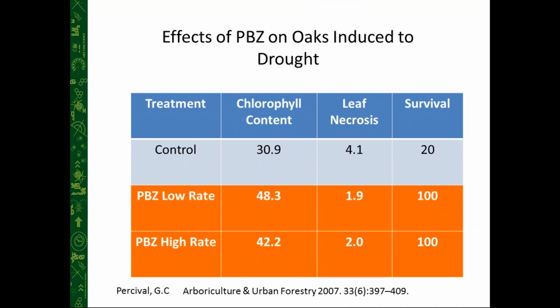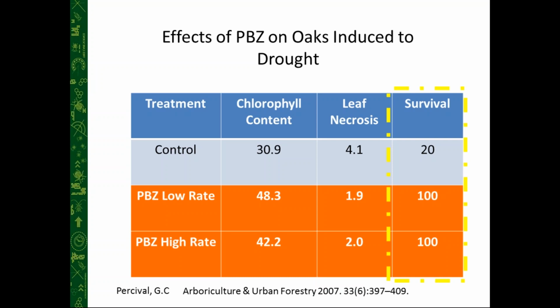This is a trial that was done by Dr. Glenn Percival. In this trial, he induced drought in potted oak trees. This is a replicated trial, so we had some of these plants that were untreated, and we had some of these plants that were treated. And so I'd just like to call everyone's attention to this last row, survival.